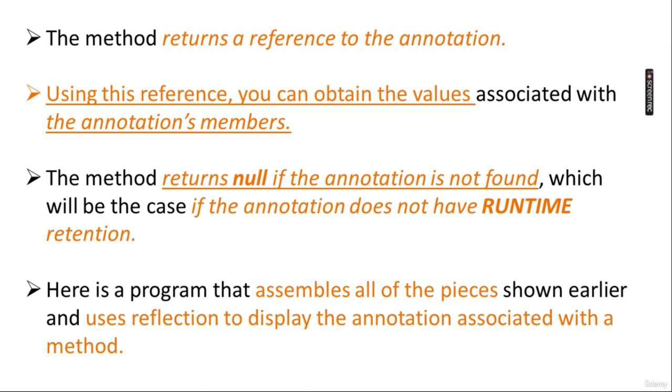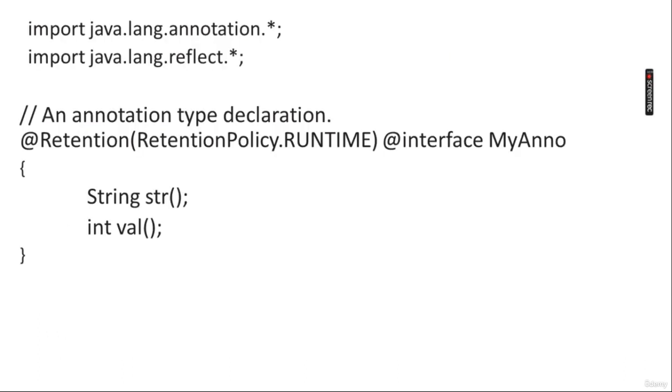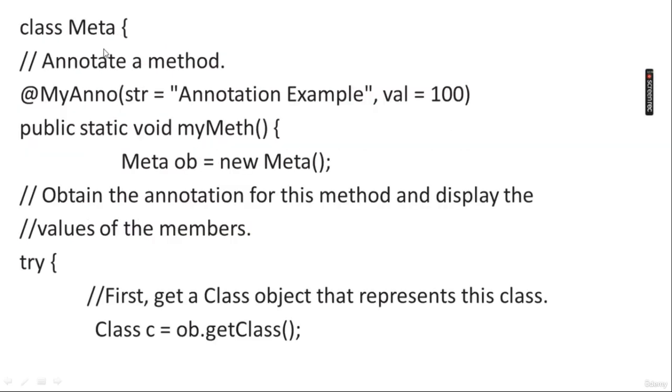Here is the program that assembles all of the pieces and also uses reflection to display the annotation associated with the method. Now, the annotation type declaration. If you want to get the non-null value, you have to give the retention policy as runtime. @Retention, java.lang.annotation and java.lang.reflect are the classes required to be imported. @Retention(RetentionPolicy.RUNTIME) @interface MyAnnotation. So these are the values. Now class Meta.